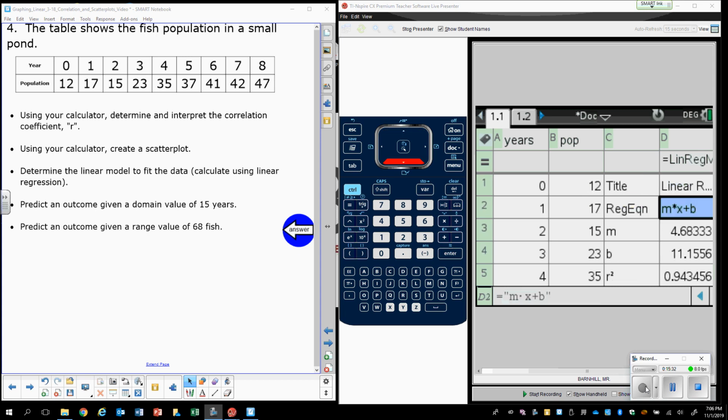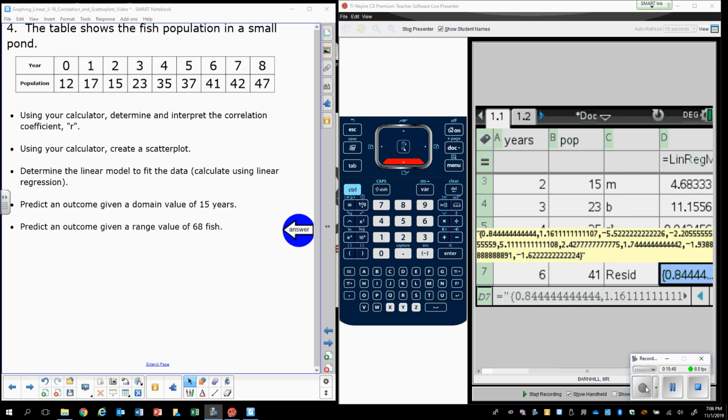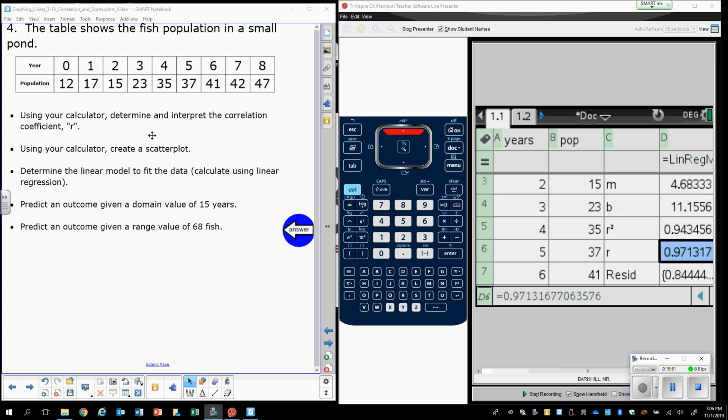And what you'll see is it gives us our line of best fit. It gives us our linear regression. It gives us our slope, which is 4.6. It gives us our B, which is 11.15. And it gives us R squared and R. Our correlation coefficient, which is what we wanted, is 0.97. And so what that tells me is that I have a very strong positive correlation between the number of fish in the pond and the number of years that the fish was added. 0.97 is really, really close to 1, so this tells me that I have a very strong positive correlation.